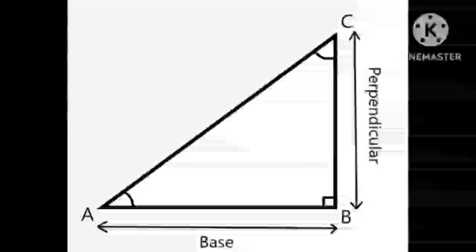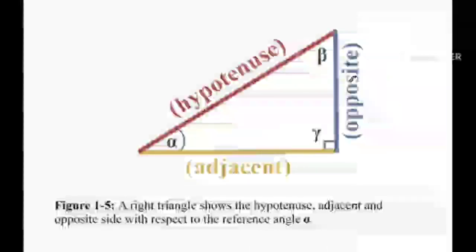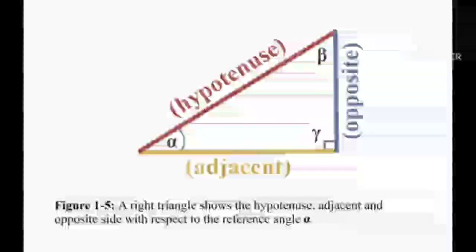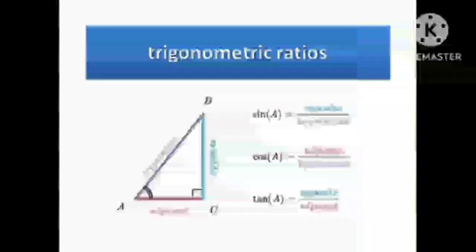Note the position of the side BC with respect to angle A. It faces angle A. We call it the side opposite to angle A. AC is the hypotenuse of the right triangle and the side AB is a part of angle A. So we call it the side adjacent to angle A. The trigonometric ratios of the angle A in the right triangle ABC are defined as follows.